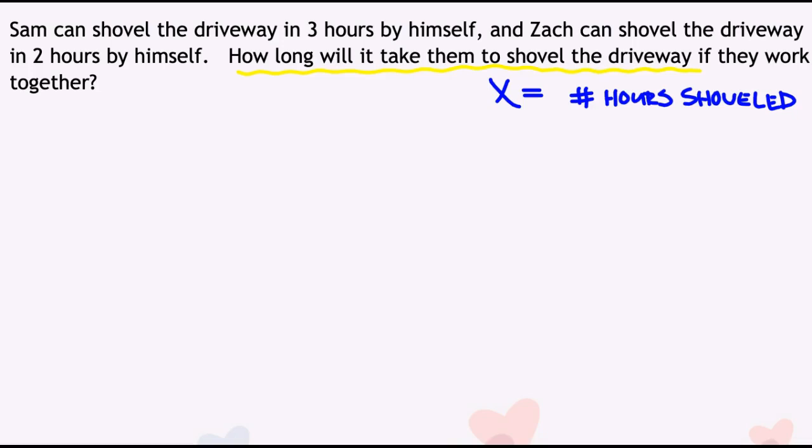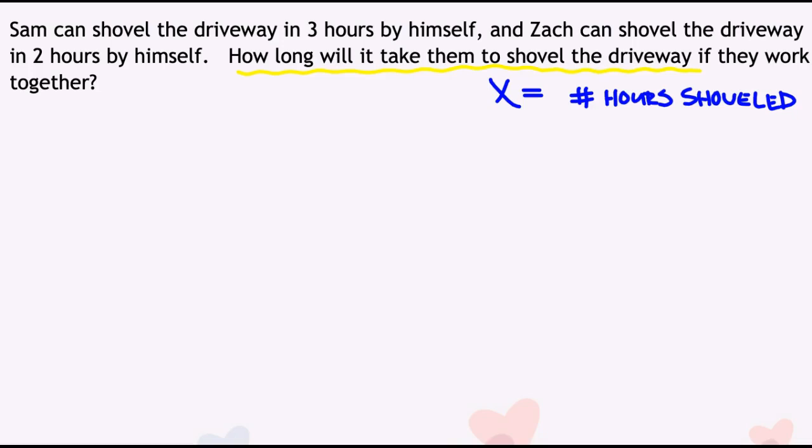Sometimes it helps to just throw values in there and start thinking, because you're trying to write an equation, but it's hard. So how do you do that? Well, sometimes you just put numbers in and figure it out that way. Like, what if they did 1 hour? How much of the driveway would they get done? Would 1 hour work? Think about it.